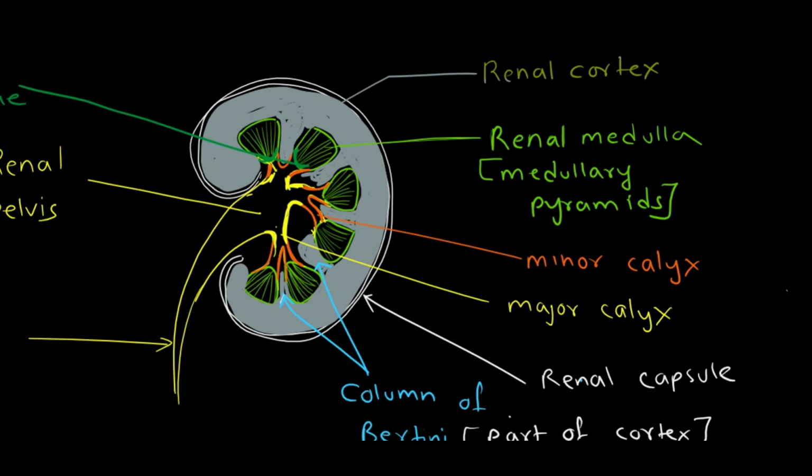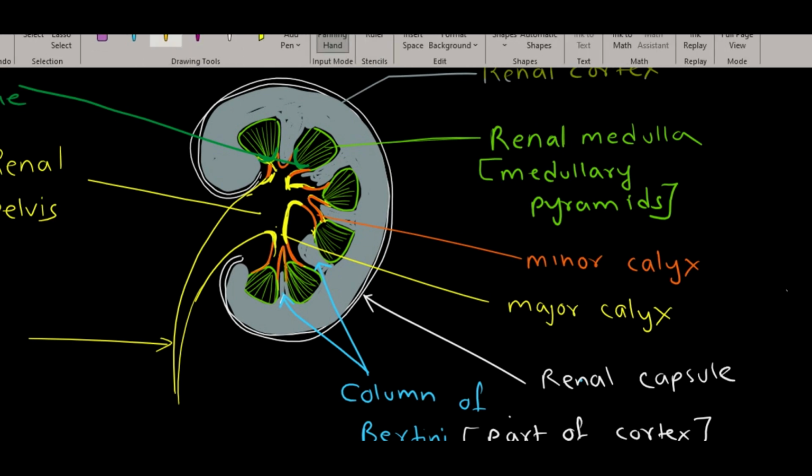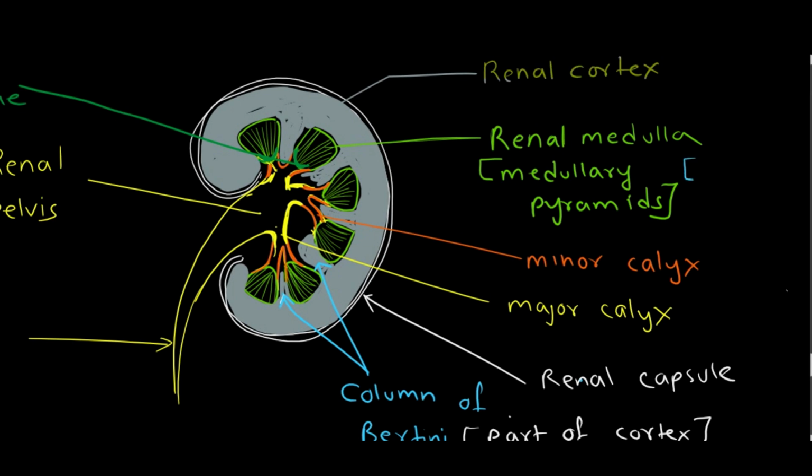Now as you can see, there are strokes shown in the pyramid region. These strokes are actually created because of loop of Henle, which I will be discussing soon, and collecting duct. So the medullary rays in the medullary pyramid are because of loop of Henle and collecting duct.